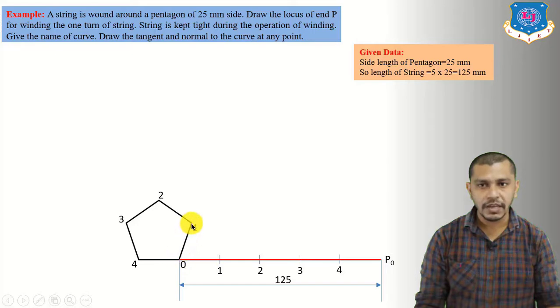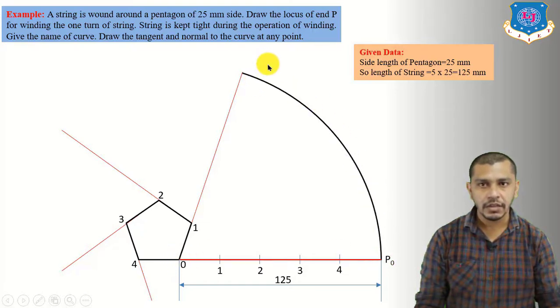That means extend the 0, 1 edge of the pentagon, extend the 1, 2 edge, extend the 2, 3 edge, extend the 3, 4 edge of the pentagon like this. After extending these edges, now measure 0 to P0 on the divider and, taking 0 as the center, keep an arc. You will get P1 over here, and the length between 1 and P1 will be equal to 1 to P0.